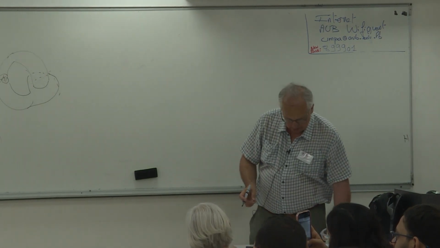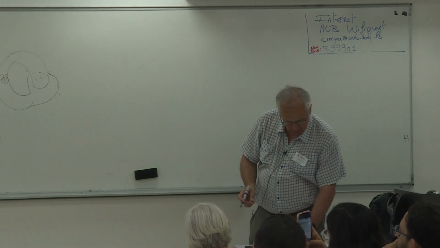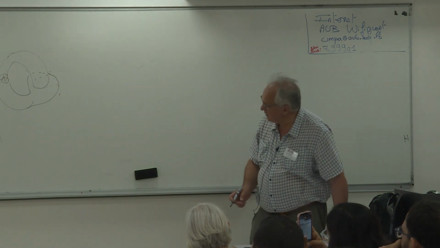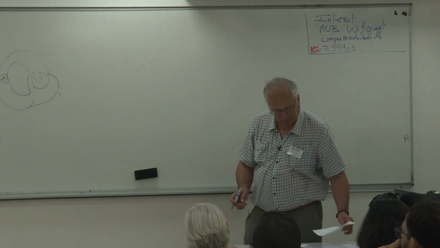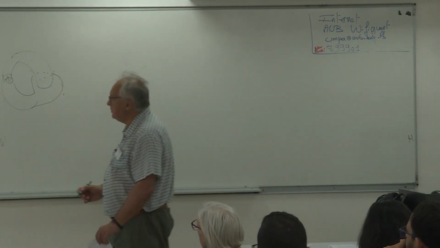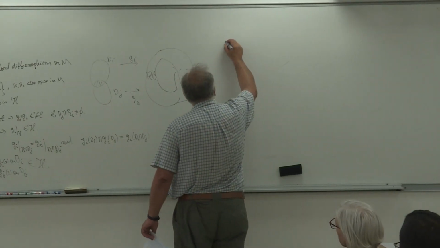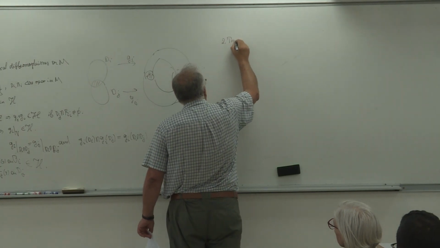Well, and now the following notion is a transverse measure. So this was holonomy. The second point is transverse measure.